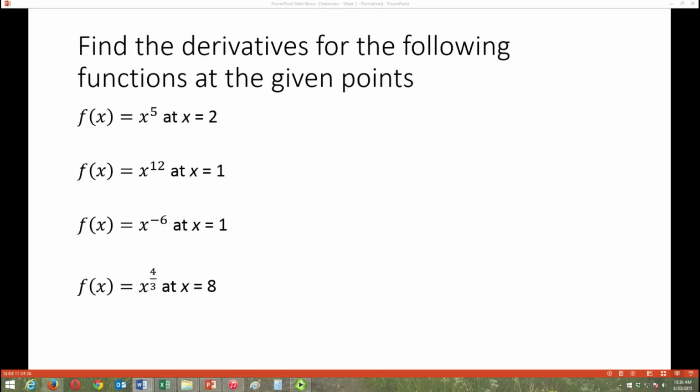Let's find the derivatives for the following at the given points. Our first example is f of x equals x to the fifth at x equals 2. We already know f prime of x is 5x to the 4th. So evaluating our derivative at x equals 2, we get f prime of 2 equals 5 times 2 to the 4th. 2 to the 4th is 16, times 5 is 80. I encourage you to take a moment, pause the video, and practice on the next 3. Again, we're just taking the derivative and then plugging in for x.